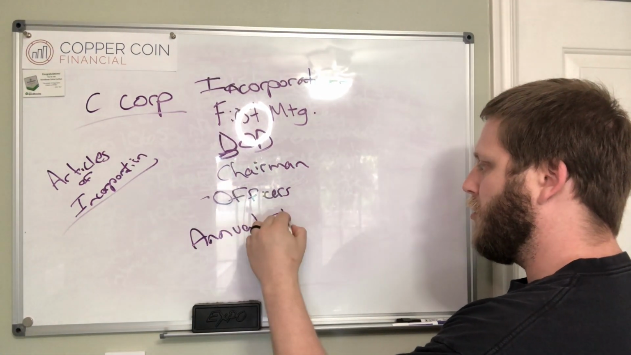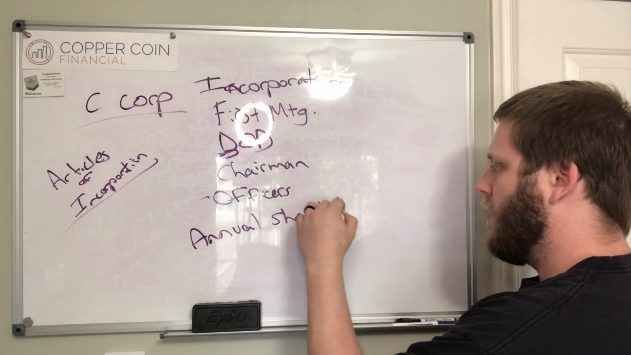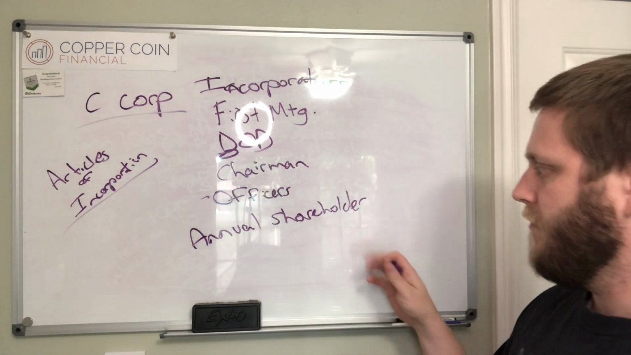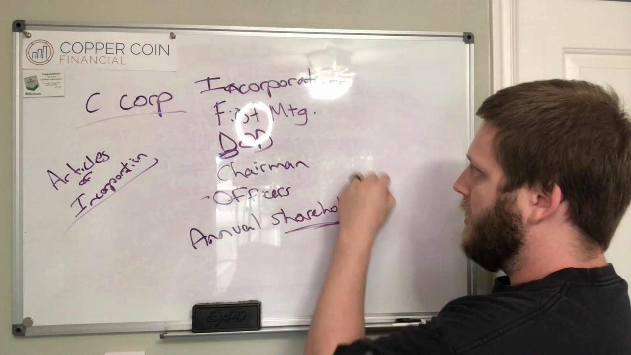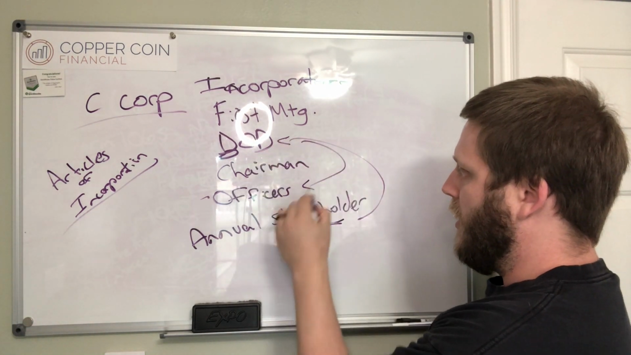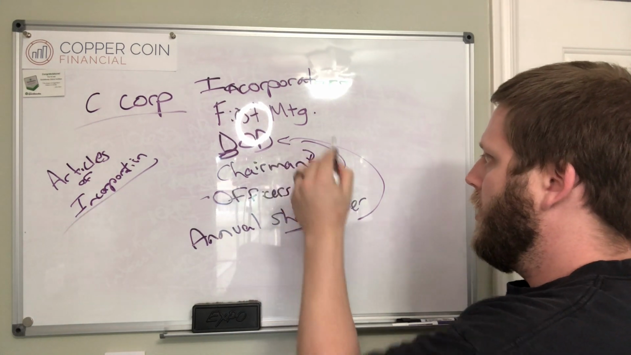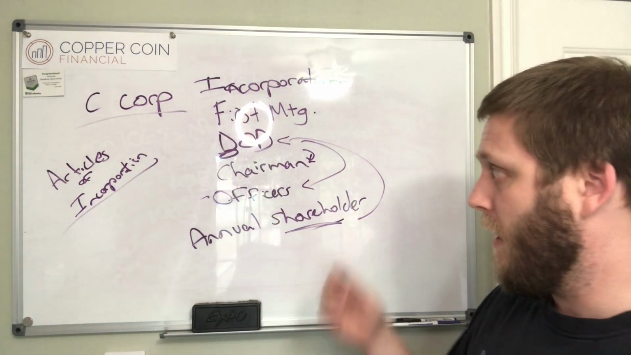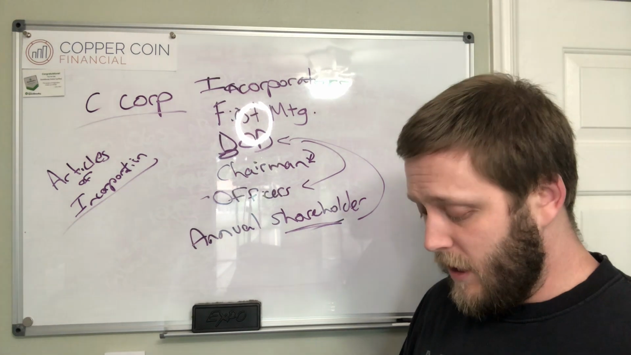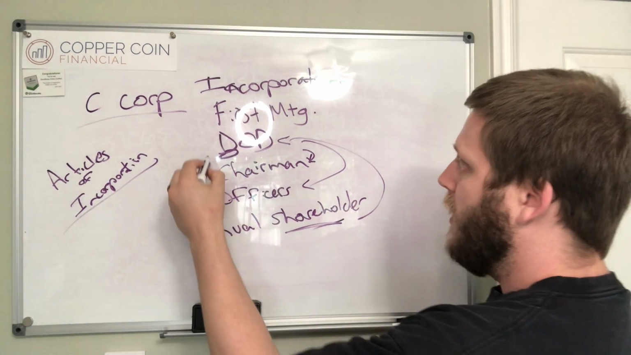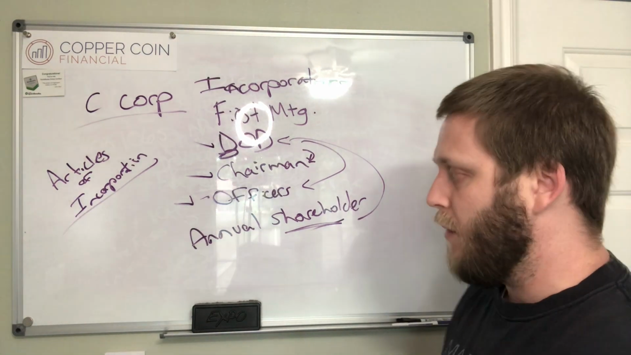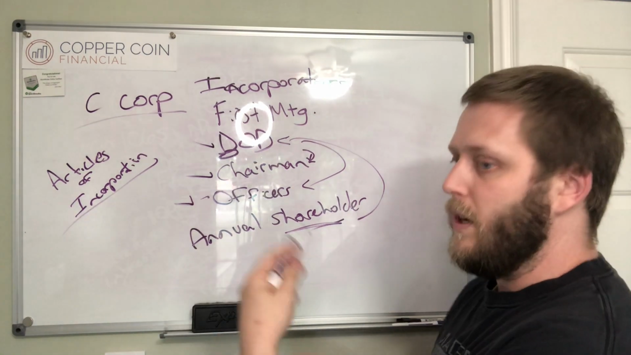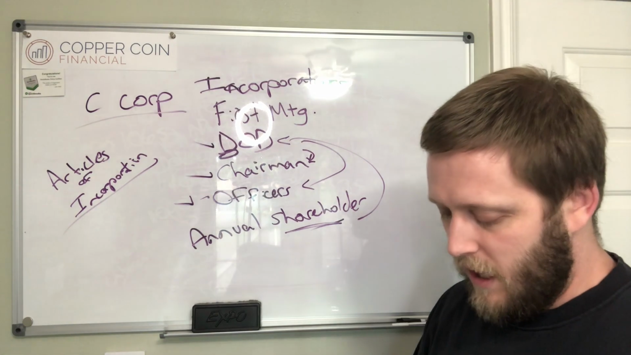Once that's done, from then on out, you're going to have an annual shareholder meeting where you come together and the shareholders elect the board of directors, who are then going to elect the officers and the chairman. Chairman first, and that could be a re-election. If it's just you, you're going to be on the board of directors, you're going to be the chairman, and you're going to be all of the officers. And once a year, you're going to have a meeting to re-elect yourself to all of those positions again.